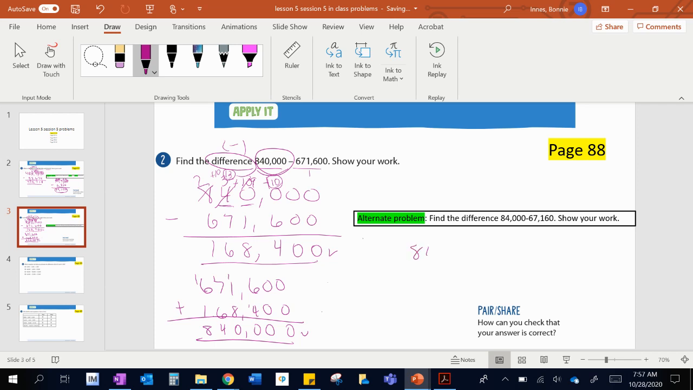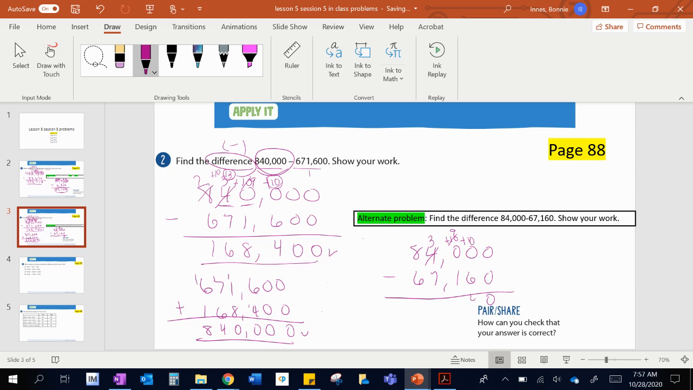Alternate problem, 84,000 minus 67,160. Start on my ones, 0 minus 0 is 0. Tens place, 0 minus 6. I can't take that. I can't get any 6 away from 0, so I'm going to go over to my hundreds place. I don't have any hundreds to give to my tens, so I'm going to go over to my thousands place. My 4,000s becomes 3,000 plus 10 hundreds. Now I have some hundreds to give to my tens, so this becomes 9 hundreds plus 10 tens.